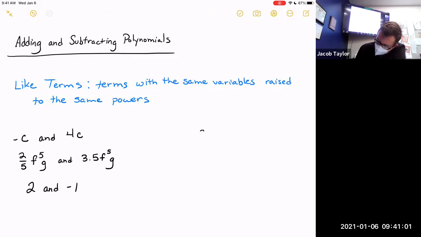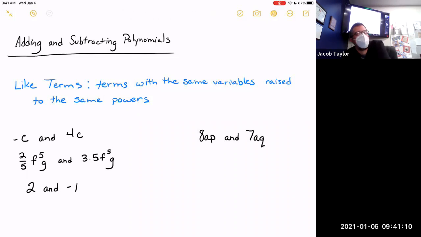What about 8AP and 7AQ? I have one variable that's the same, but do they have all the same variables? No, they don't. What about if they have the same coefficient, like -6y and -6? Are those like terms? Do they have the same variables? That's exactly right. They don't have the same variables.